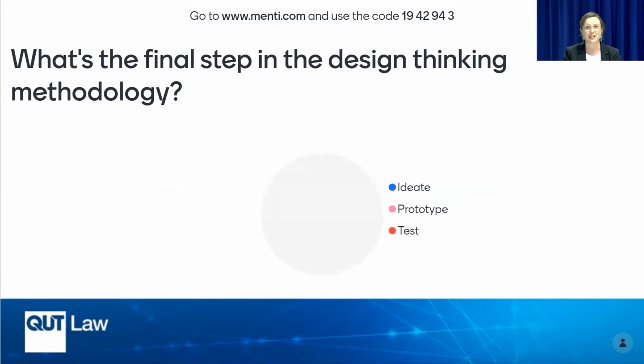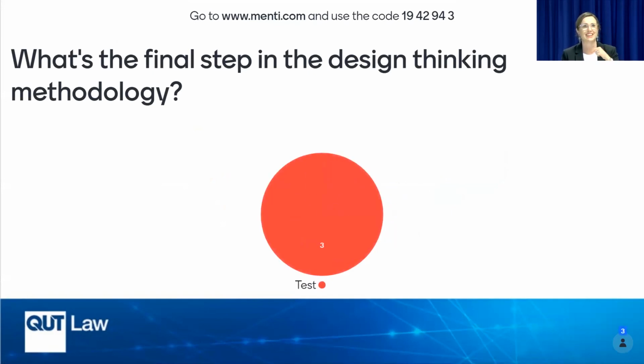a final interactive activity, and I'm hoping that we're going to have 100% correct on this one. It's a fairly straightforward one to see how many people were listening, and it is: what's the final step in the design thinking methodology? And we are looking pretty good here. I can see that almost everyone who has responded has got the correct answer, and it's okay if you haven't. So the final step is that testing and feedback stage, and most of you can see on the screen have got that absolutely correct.